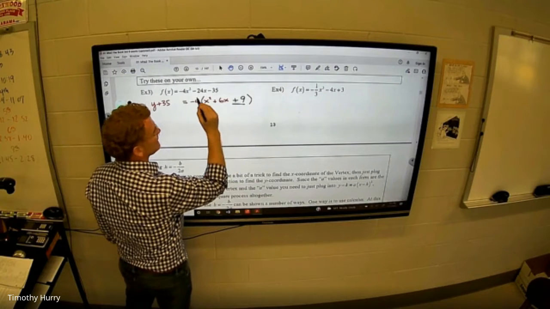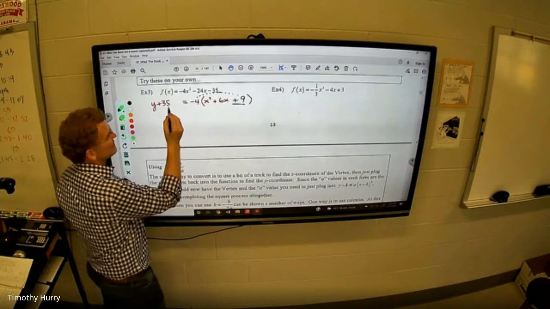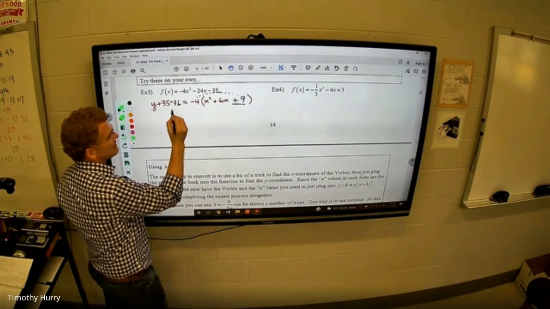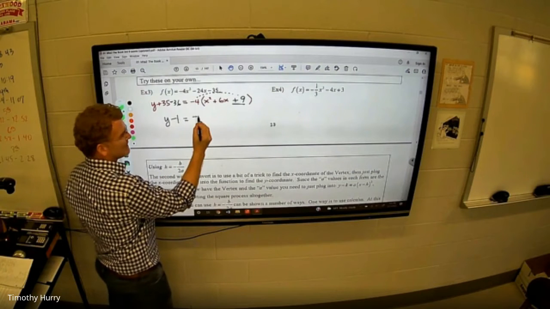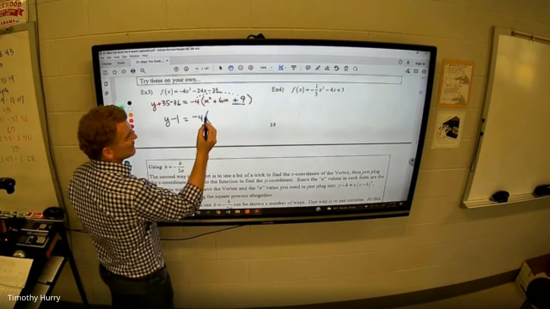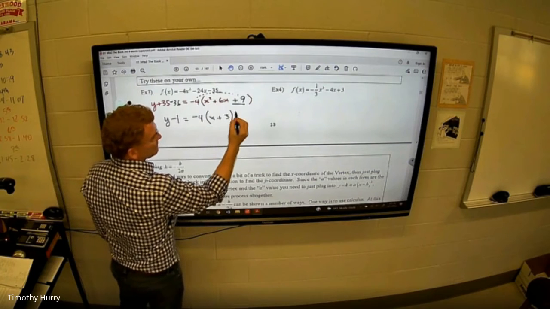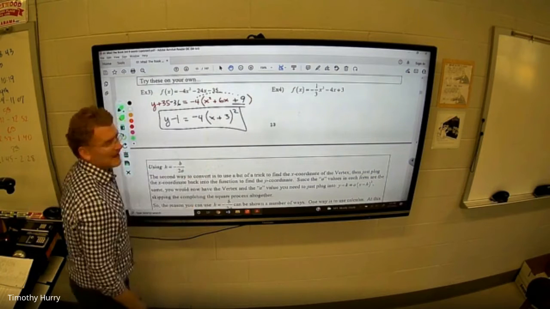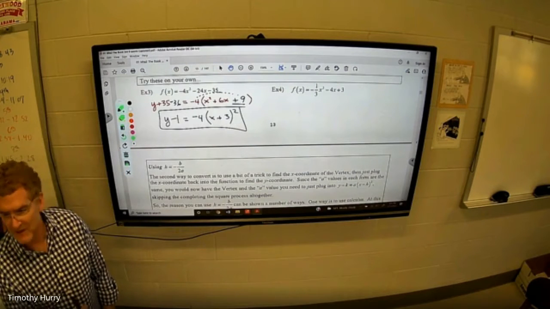But what did I really add? Negative 36, so put a minus 36 over here. So on the left, y minus 1. On the right, negative 4 times what? x, sign of the middle, 3. Don't forget the square. And from here, I know I can find everything I need to find about a problem. But I got to get there first.